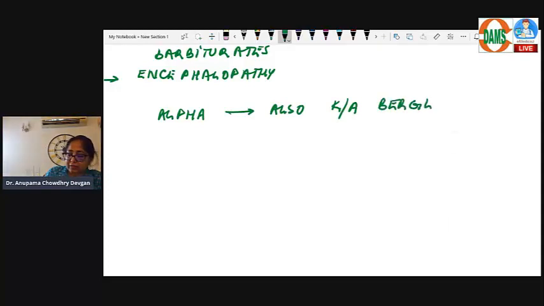Also known as the Berger waves. These were named because EEG was discovered by Hans Berger. Right? Now let us see what happens.